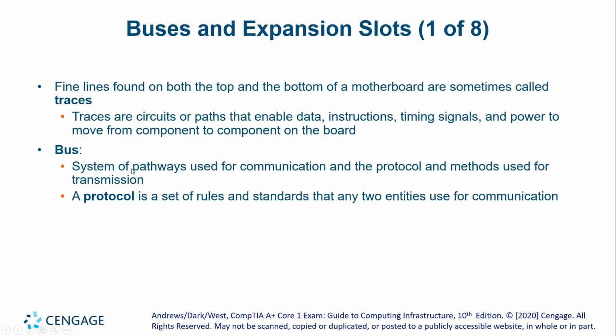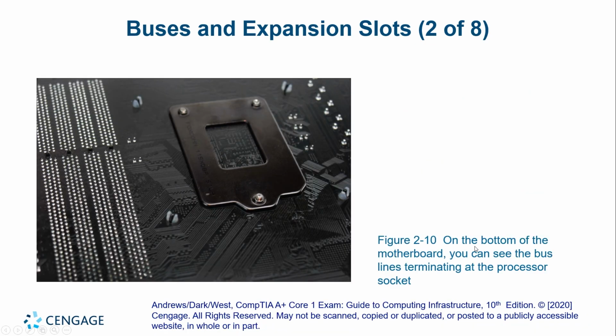The bus system is a system of pathways used for communication, protocol, and methods. A protocol is just a set of rules and standards for communication. So the bus, you're looking at the north bus and the south bus, the north bridge and the south bridge. We'll talk about those a little bit later. On the bottom of the motherboard, you can see the bus lines terminating. So these lines here are running to the socket for the processor, and all this printed copper, these are the bus lines.